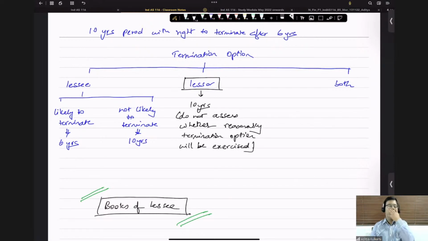Do not assess whether the option will be exercised or not. You will do the accounting based on the 10-year being the total lease contract. Are you able to understand now?